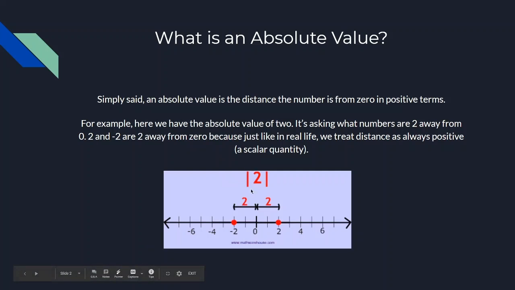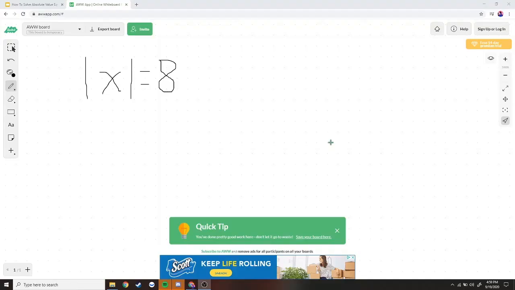Now the absolute value is denoted by the notation of a line and then the number or an expression and another line. And what this is asking is what number is 2 away from 0? Now we know that -2 and 2 are away from 0 because just like in real life, we treat distance as always positive, or in other words, a scalar quantity. Let's start off with the foundation.